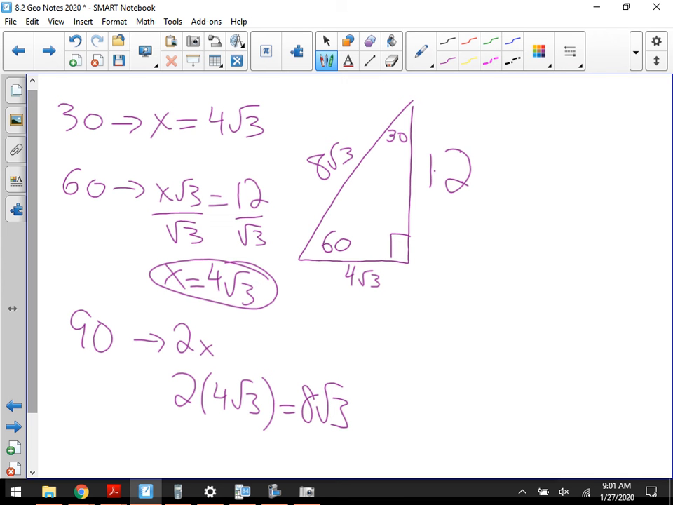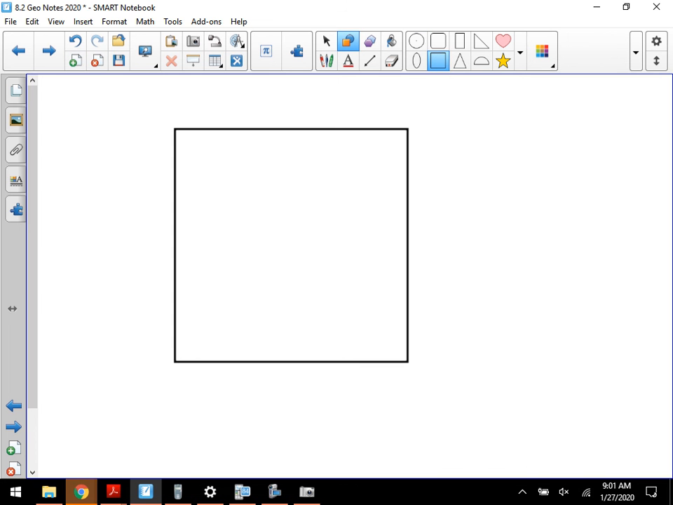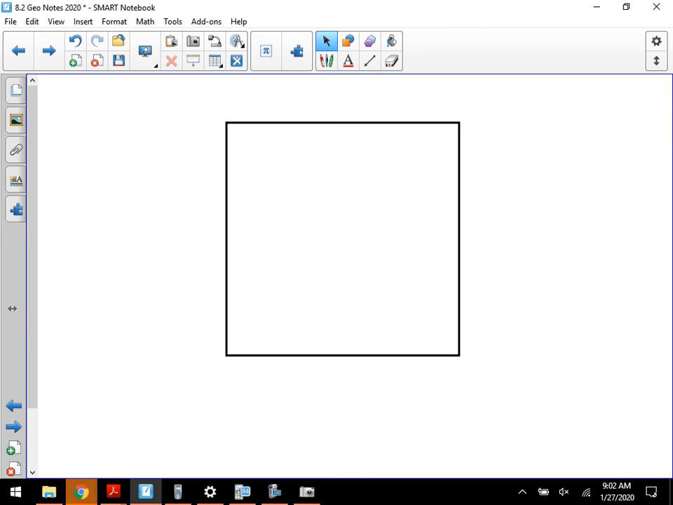The other triangle is what we call a 45, 45, 90. Okay? And that one came from a square. What do you guys know about a square? All 4 of the sides are the same. And then you've got 4 right angles. Okay? Now, if I draw in a diagonal, and I only look at half the square, I draw on the diagonal here.